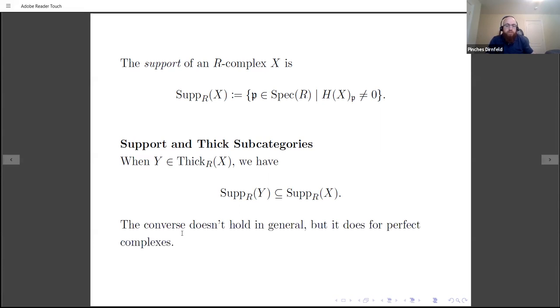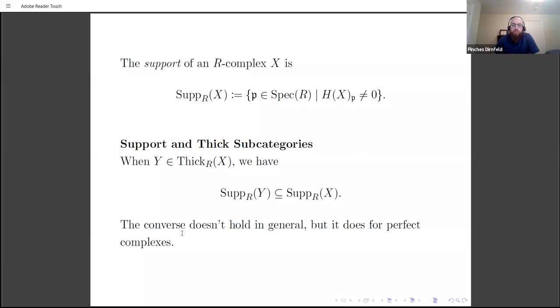But the converse is not true. Obviously, if you take a non-regular local ring, then the support of any complex is contained in the support of R. But we have already seen that the thick subcategory generated by R consists of the perfect complexes, and obviously not every complex will be perfect if the ring is non-regular.